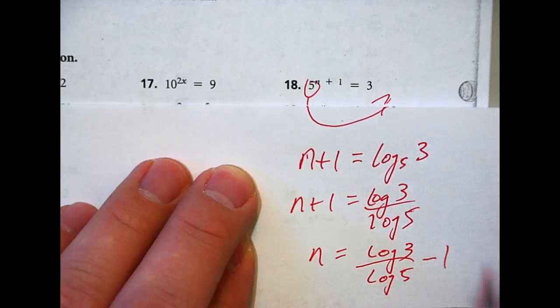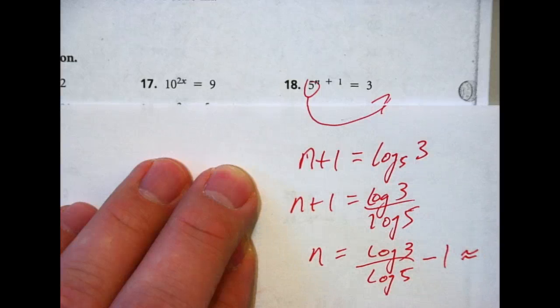Okay, and that's negative 0.32. And it's okay to have a negative here. Okay.